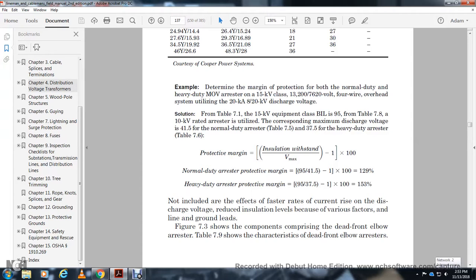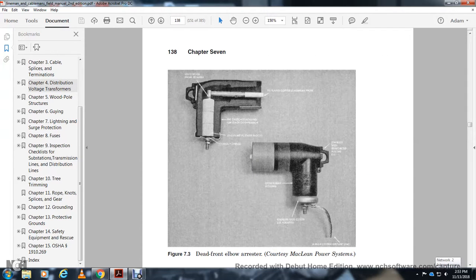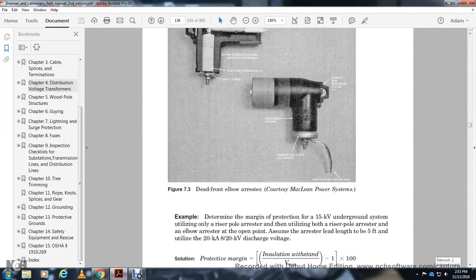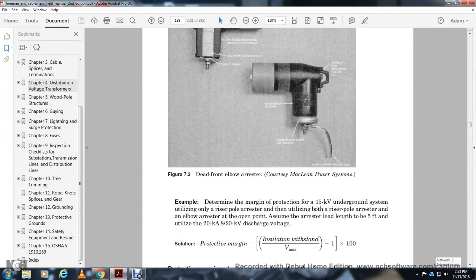Figure 7-3 shows the components comprising the dead front elbow arresters. Figure 7-9 shows the characteristics of the dead front elbow arresters. Example: determine the margin of protection for the 15 kilovolt underground system utilized with the riser pole arrester. Utilize both the riser pole arresters and the elbow arresters at the open point, assuming the arrester lead length is 5 feet, with the 20 kiloamp 8/20 discharge.